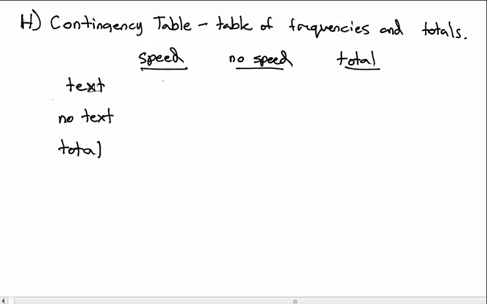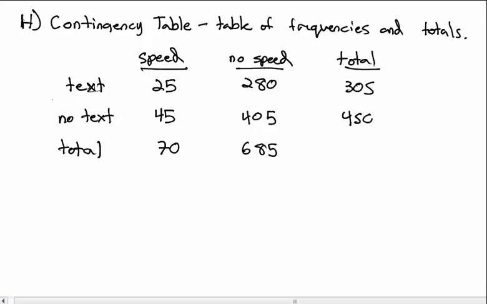So we do a survey, and we find out there are 25 texters who speed, 45 non-texters who speed, for a total of 70. 280 texters who don't get speeding tickets, 405 non-texters who don't get speeding tickets, and 685 non-speeding tickets total. And so if you add up those rows, we get 305, 450, and 755. So you can see there's a total of 755 people in this study.